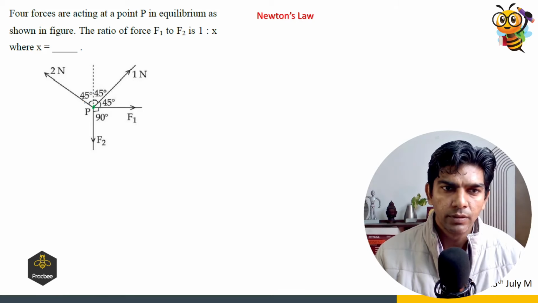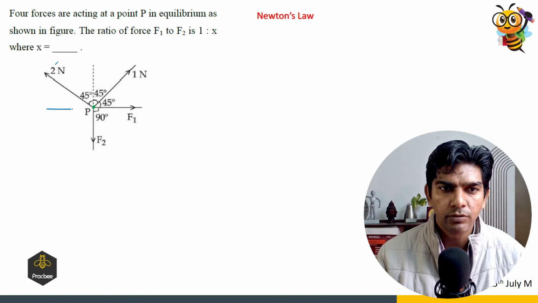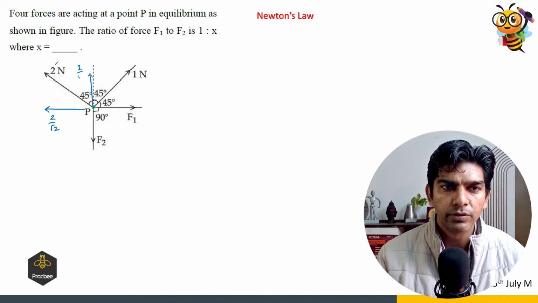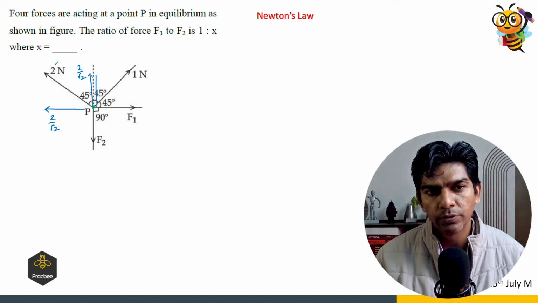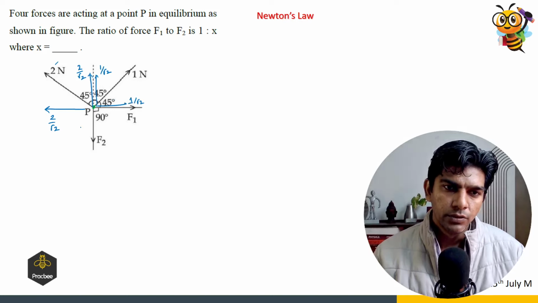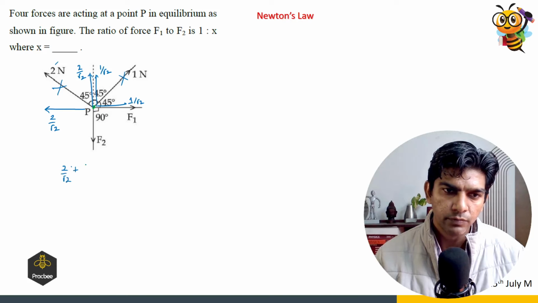Right. So if I take the component of 2 Newton, there will be a component of 2 by root 2 in this direction, and a component of 2 by root 2 in this direction. And then let us take the component of 1 Newton. So there will be a component of 1 by root 2 in this direction and 1 by root 2 in this direction. So the forces in the vertical direction should cancel out each other. So 2 by root 2 plus 1 by root 2 should be equal to F2.